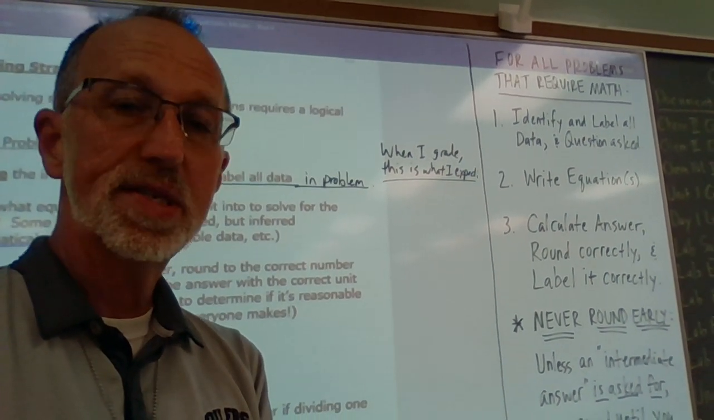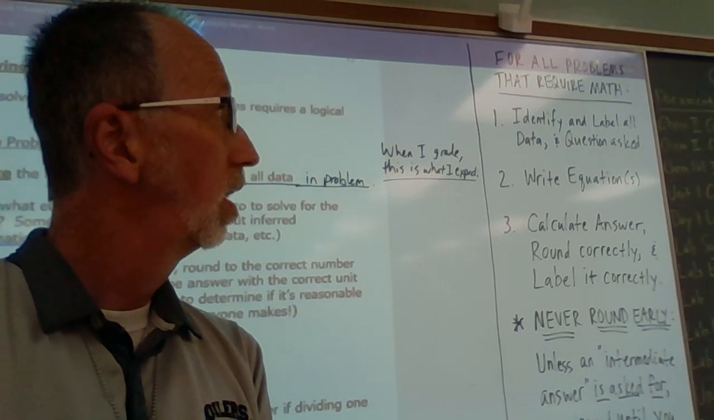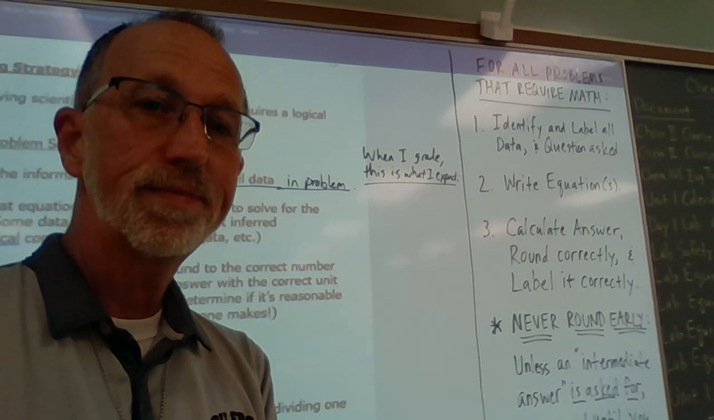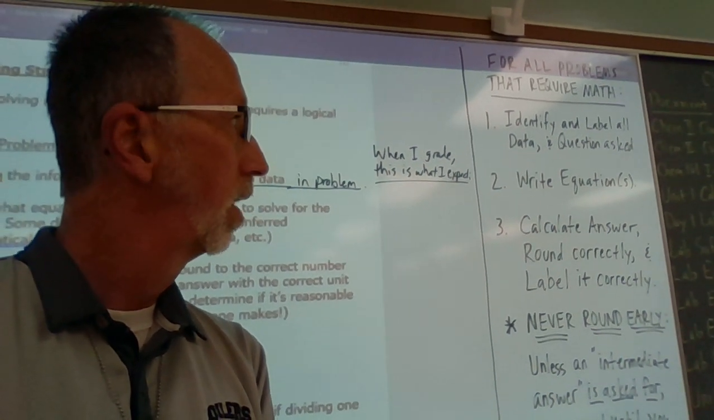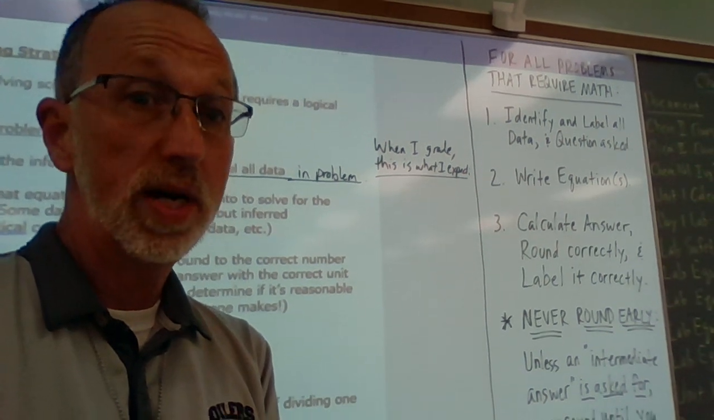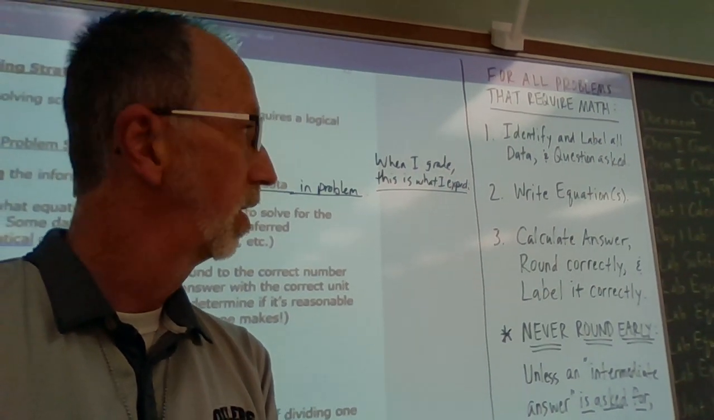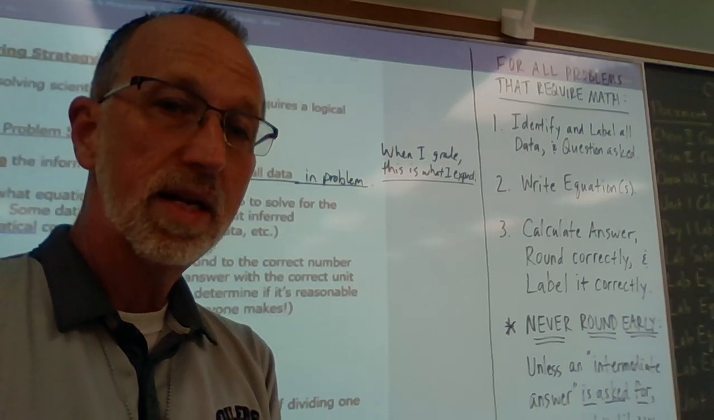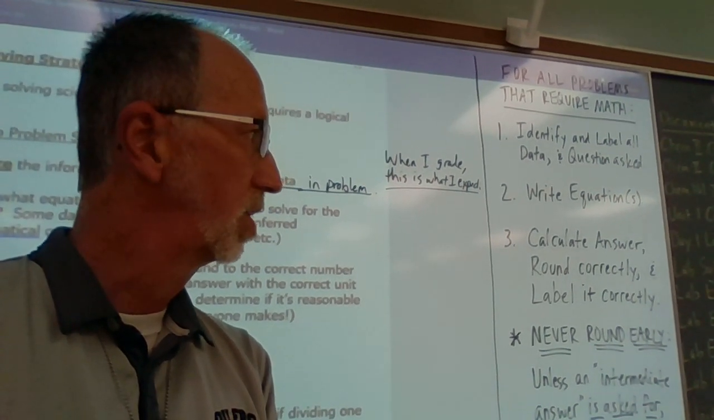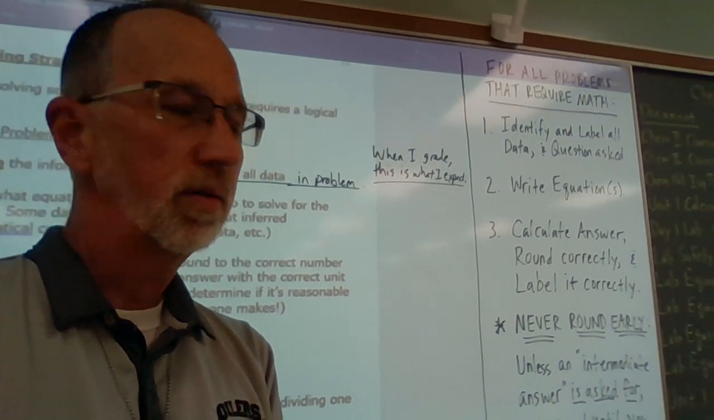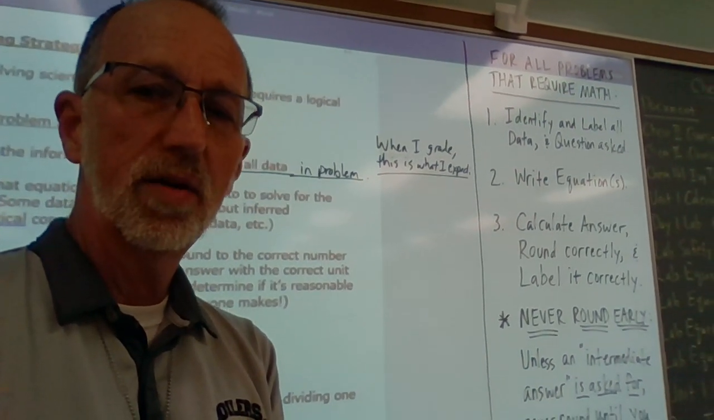Again, I'm just summarizing what I just said a little bit ago. Identify and label all data in the questions that's asked. You do that when you read the problem. Secondly, write down the equation, or equations. Might be several steps. Third, write the numbers in under the equation, or fill the numbers in. Calculate the answer. Round it correctly and label it correctly.